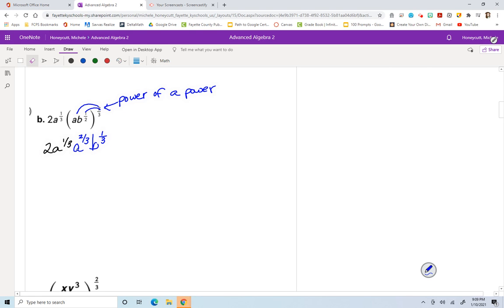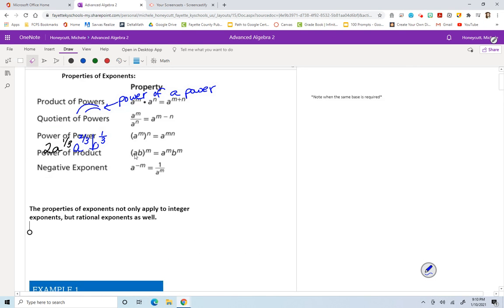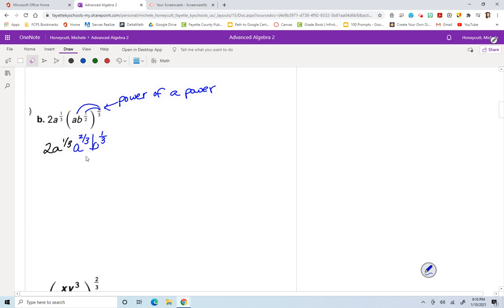Okay, so now I've got 2a to the 1/3, a to the 2/3, b to the 1/3. So now I look, are there any other rules that I could apply? Okay, see how I have the same base as a? That would be a product of powers. Same base, I can add the exponents, they're being multiplied. Let's go back to the problem. So I can add the exponents on those parts. So this would be 2a, 1/3 plus 2/3 is 1, b to the 1/3. Or just 2a to the first power, b to the 1/3 power.